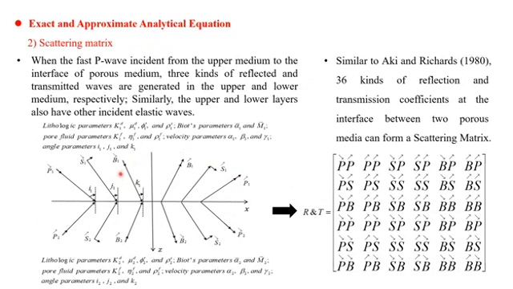3. When the fast P wave is incident from the upper medium to the interface of the porous medium, 3 kinds of reflected and transmitted waves are generated in the upper and the lower medium respectively. Similarly, the upper and the lower layers also have other incident elastic waves. Similar to Aki and Richards 1980, 36 kinds of reflection and transmission coefficients at the interface between the two porous media can form a scattering matrix like this.